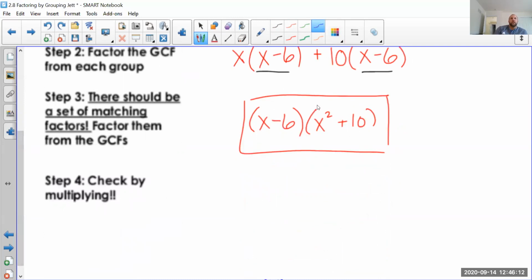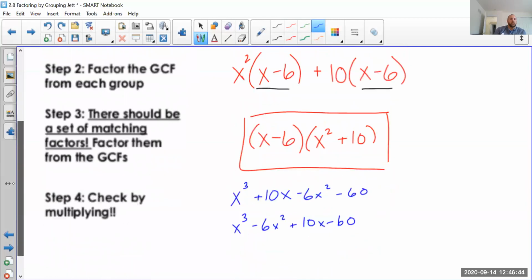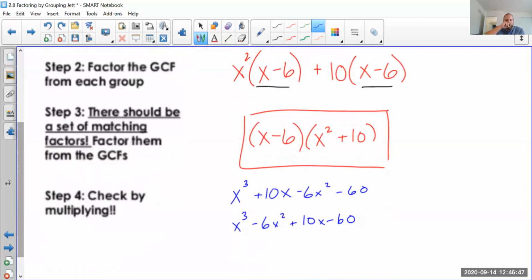So just like always, we can make sure this is right by distributing. So x times x squared is x cubed. X times 10 is 10x. Negative 6 times x squared is negative 6x squared. And negative 6 times 10 is negative 60. If I just change the order of that, x cubed minus 6x squared plus 10x minus 60. That's my original problem. Okay, it should go backwards. It should multiply out right back into our original problem.